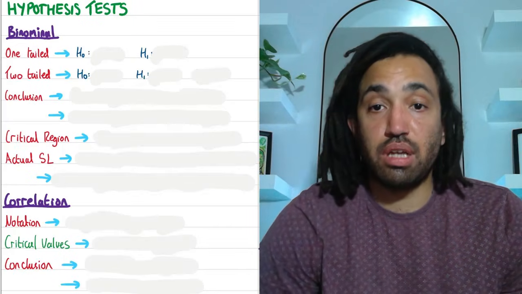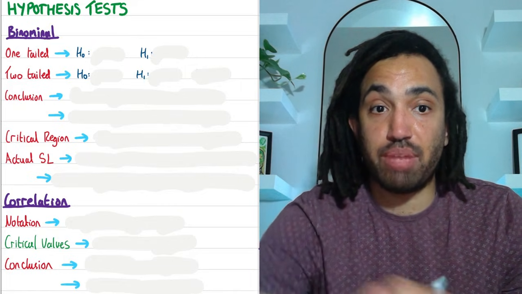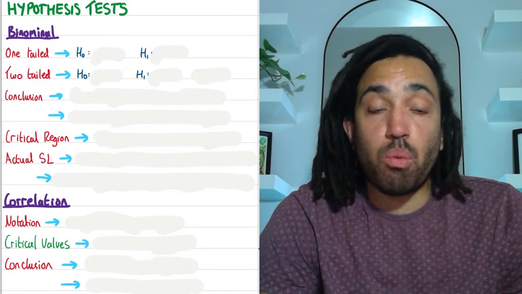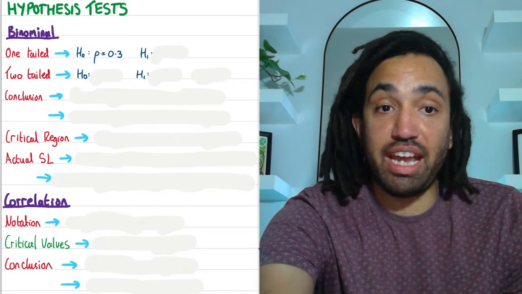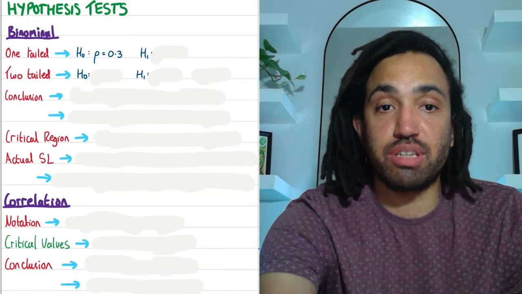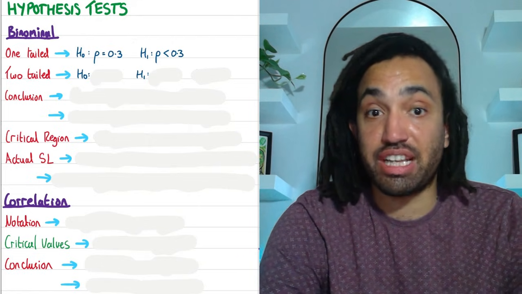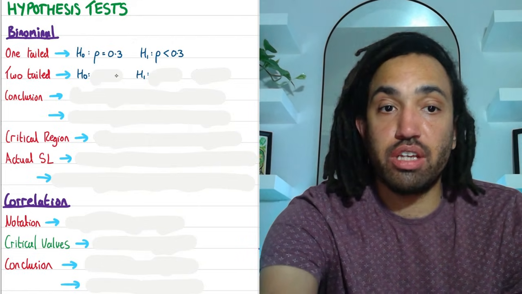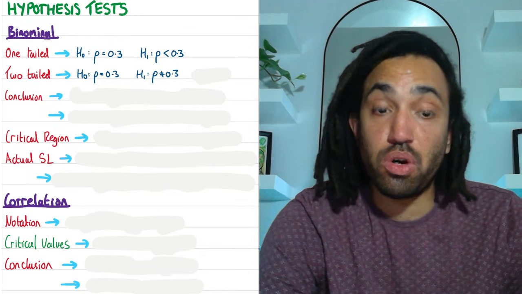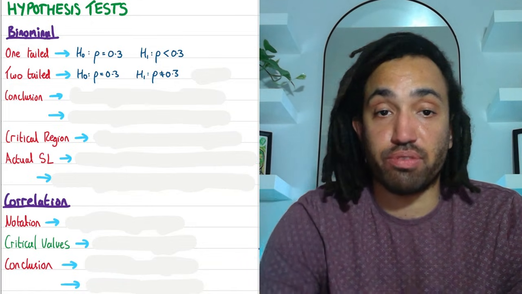Okay, moving on to hypothesis tests, everyone's worst nightmare. But never fear, I'm going to simplify it for you. Binomial. One-tailed test, we write H0: the probability is equal to some value. And then H1, we say the probability is either less than that value or greater than, depending on what we're testing. Two-tailed test, we say the null hypothesis is the same as it was before, but the alternative hypothesis is that it's not equal to 0.3.